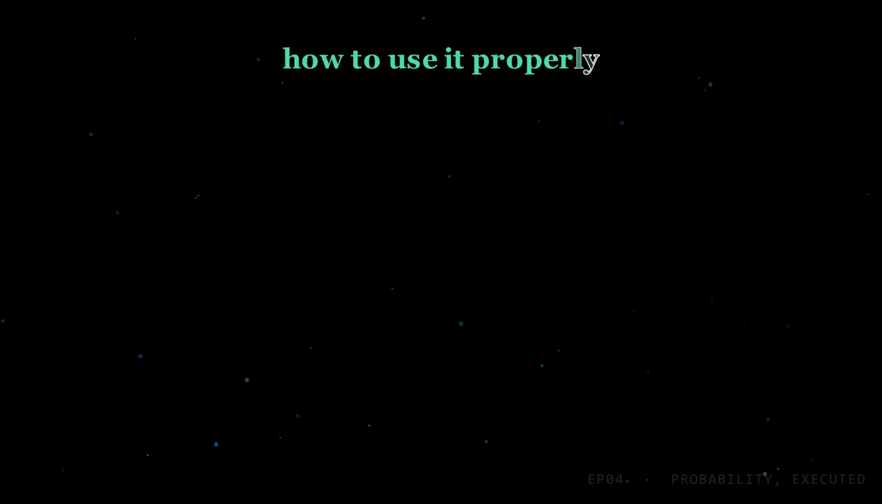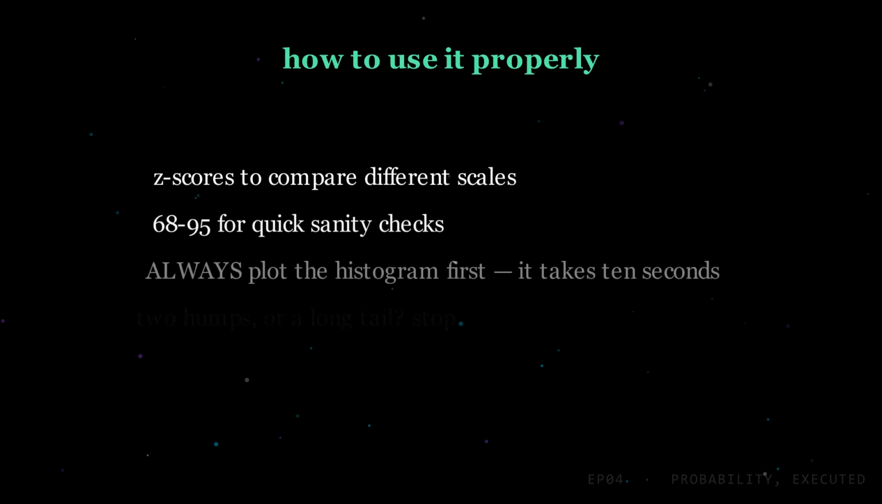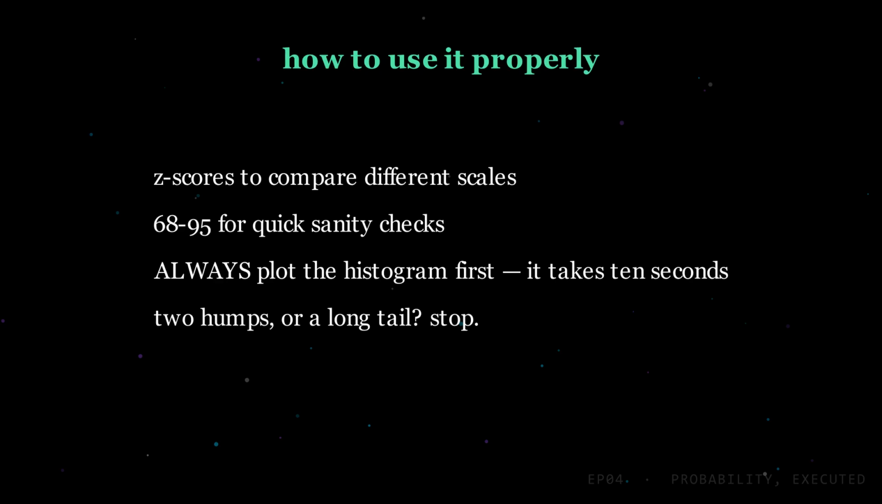So here's how to use this properly. Use a z-score to compare things measured on different scales. Use the 68-95 rule for quick sanity checks. And before you assume normality, plot a histogram, because it takes 10 seconds and it catches almost every case where the assumption would have burned you. If the shape has 2 humps or a long tail on one side, stop, because the tools that follow all assume it doesn't.